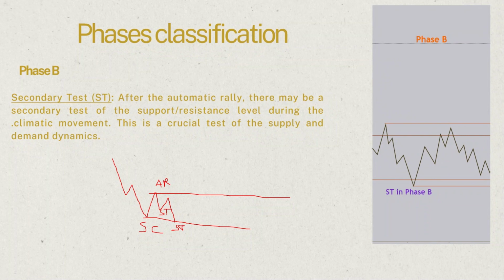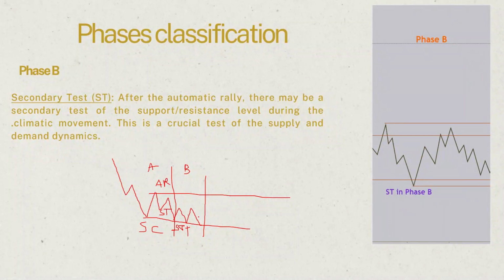After the automatic rally, there may be a secondary test of the support or resistance level during the climatic action. We could also have another test like this, secondary test again. So it could be more than one, it could be more than two, it could be more than three. In fact, the market may test this zone again. And that still is in phase B. So this is phase A, this is phase B, and then what happened in phase C?